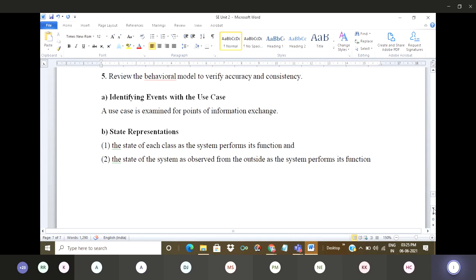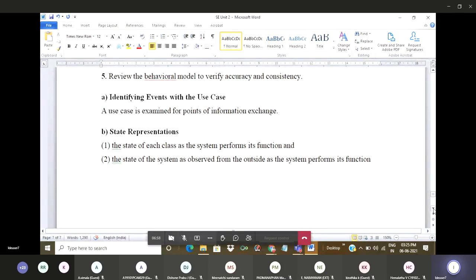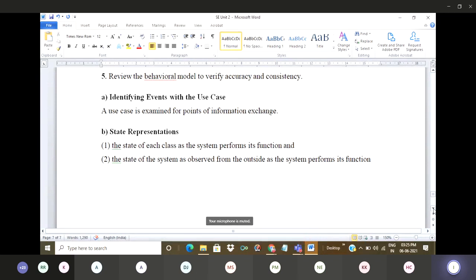Then state representation: first, the state of each class as the system performs its function, and second, the state of the system as observed from the outside as the system performs its function. So first we use use cases to exchange information, and state representation is used to perform the function.